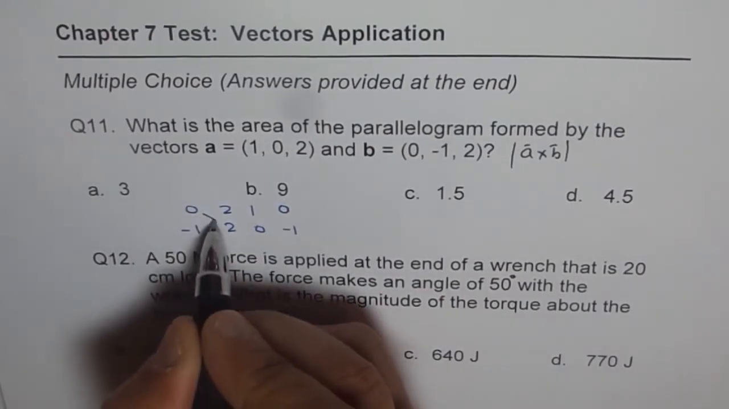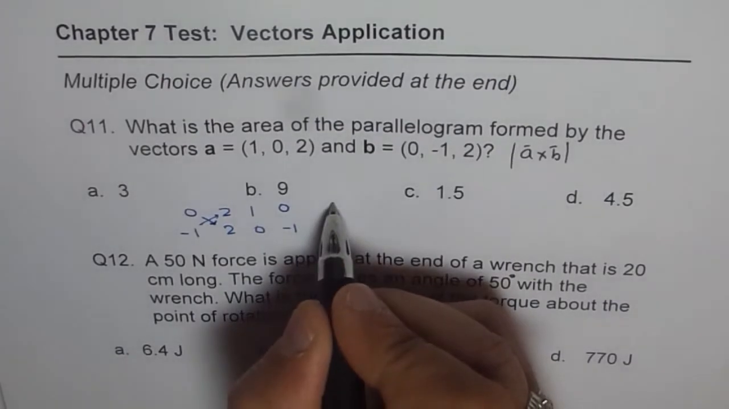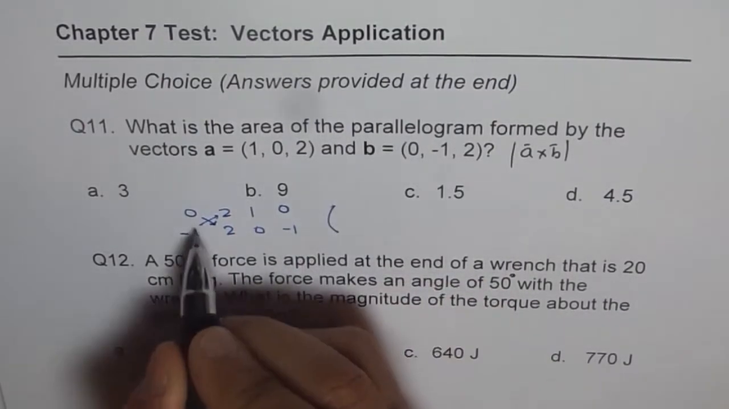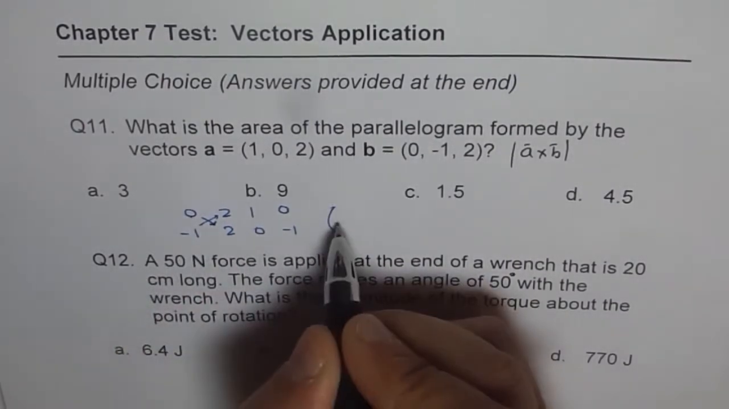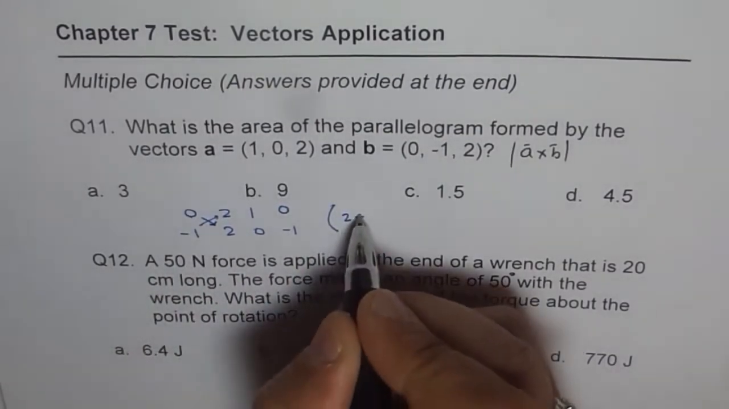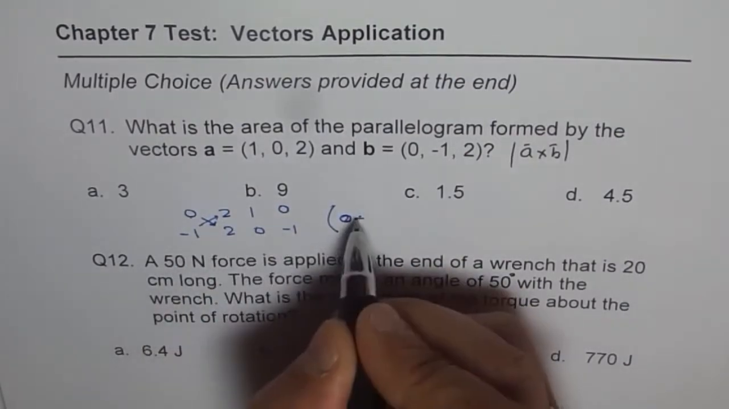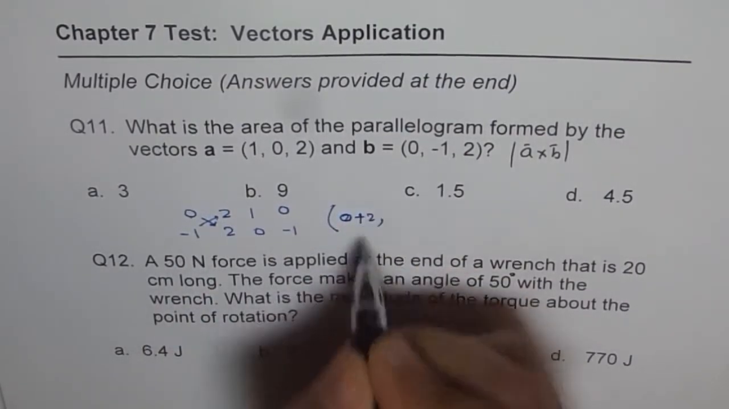And now we'll do the cross, like this. Do you see that? Then we get all our components. So the components are: 0 times 2 is 0, so it is 0 minus minus 1 times 2, which is minus 2, and minus becomes plus 2. So that is the first component.